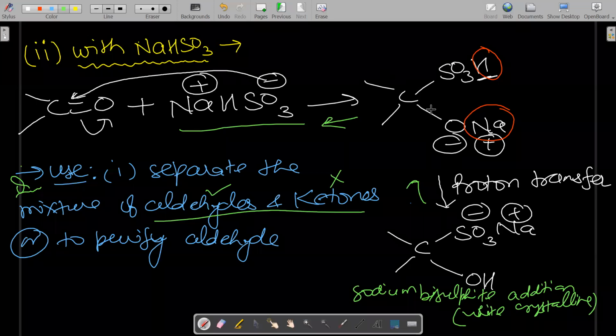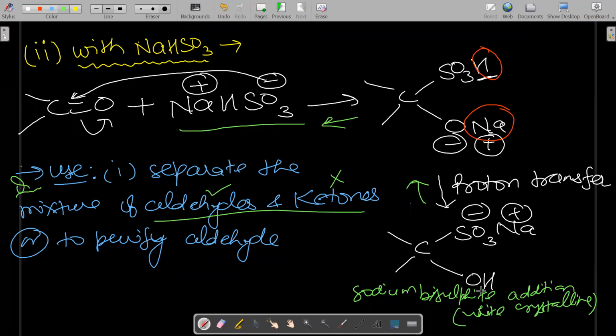So aldehyde is more reactive, so we get the crystal of aldehyde, but ketone is less reactive. So we don't get the crystal of ketone. It reverses back because it is less reactive for nucleophilic addition reaction. Suppose there is a mixture in which we get the white crystal of only aldehyde, but no crystal of ketone, that means they are separated from each other.